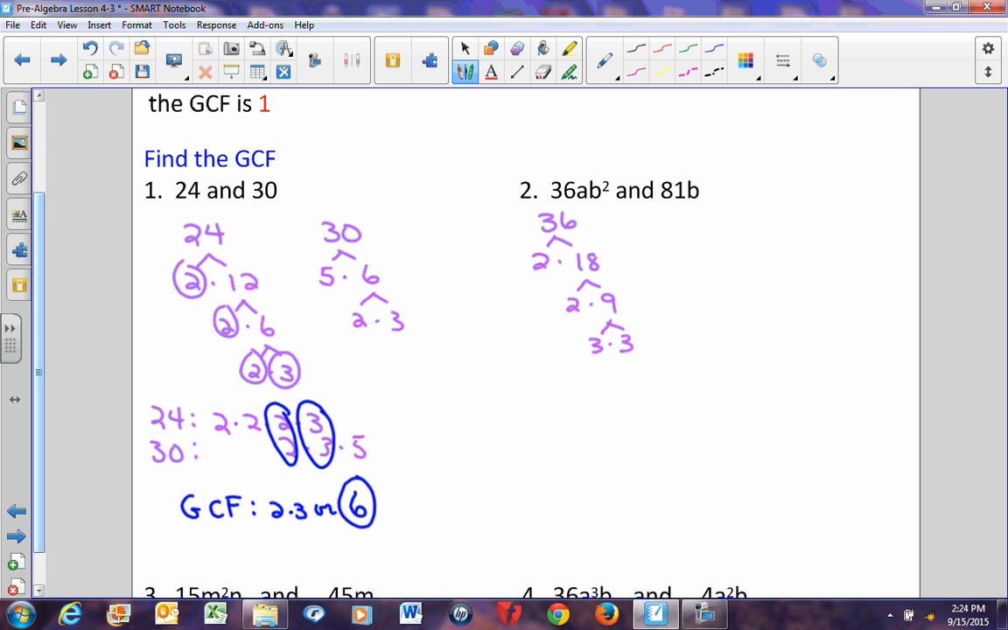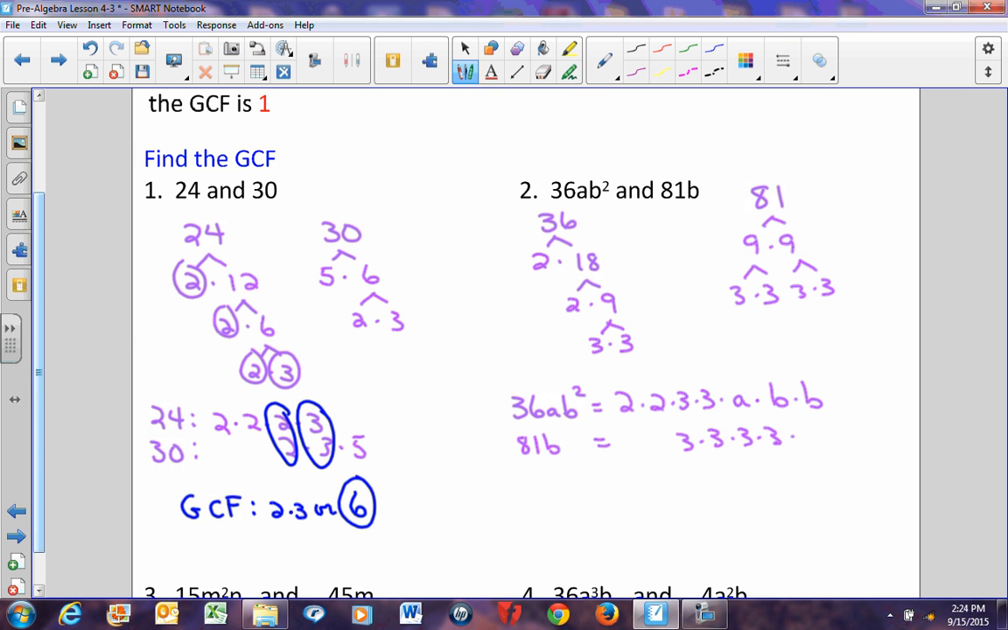So 36ab squared is 2 times 2 times 3 times 3. I have 1 a, and I have 2 b's, b times b. Like I said, I was going to take care of the variables later in the problem. So I know the numbers are 2 times 2 times 3 times 3, and in the variables I have 1 a and 2 b's. So I'm going to write down times a times b times b. 81, I know 81 is 9 times 9. 9 is 3 times 3, and this 9 is 3 times 3. So 81b is equal to 3 times 3 times 3 times 3 times b.